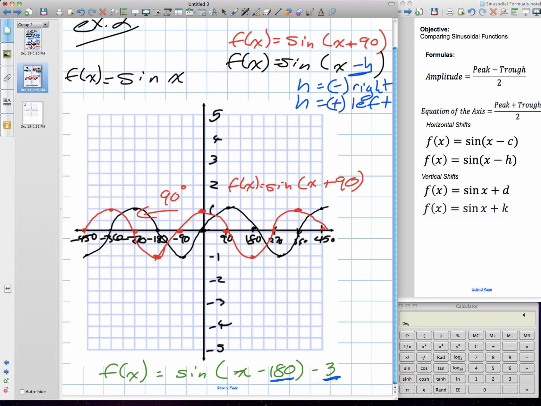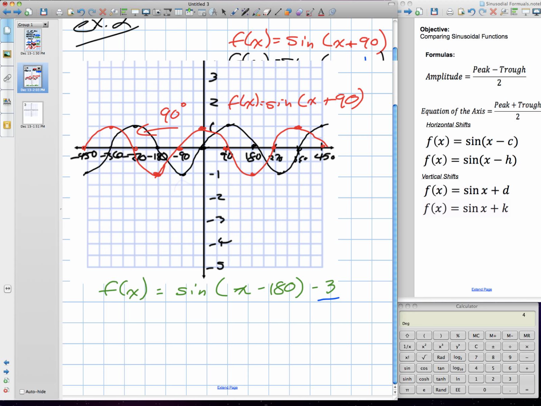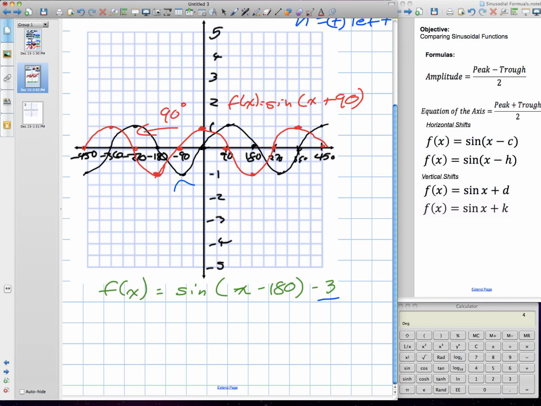Now, you can choose to do the h movement or the k movement first. It's completely up to you. Just for the sake of our graph, I'm actually going to deal with the k movement first, just so it doesn't get all jumbled in between these sine waves, okay? So our k movement is negative 3. From our black wave, which way do we move from there, does that mean? Down 3, okay? Because we have our negative 3.